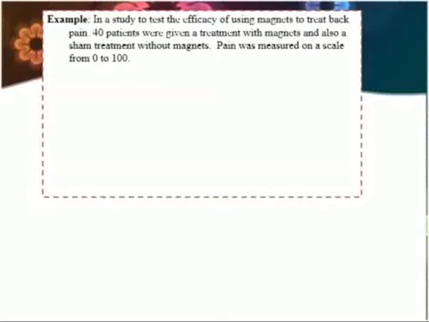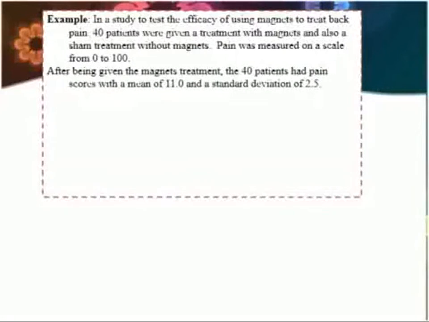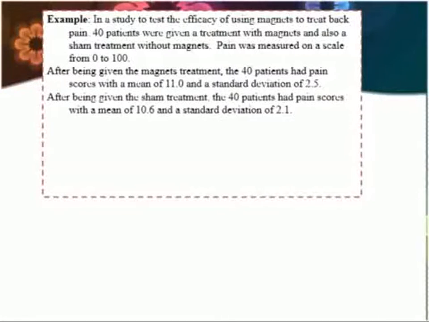So let's look at another example. In a study to test the efficacy of using magnets to treat back pain, 40 patients were given a treatment with magnets and also a sham treatment without magnets. Pain was measured on a scale from 0 to 100. After being given the magnet treatment, the 40 patients had pain scores with a mean of 11 and a standard deviation of 2.5. After being given the sham treatment, the 40 patients had pain scores with a mean of 10.6 and a standard deviation of 2.1.